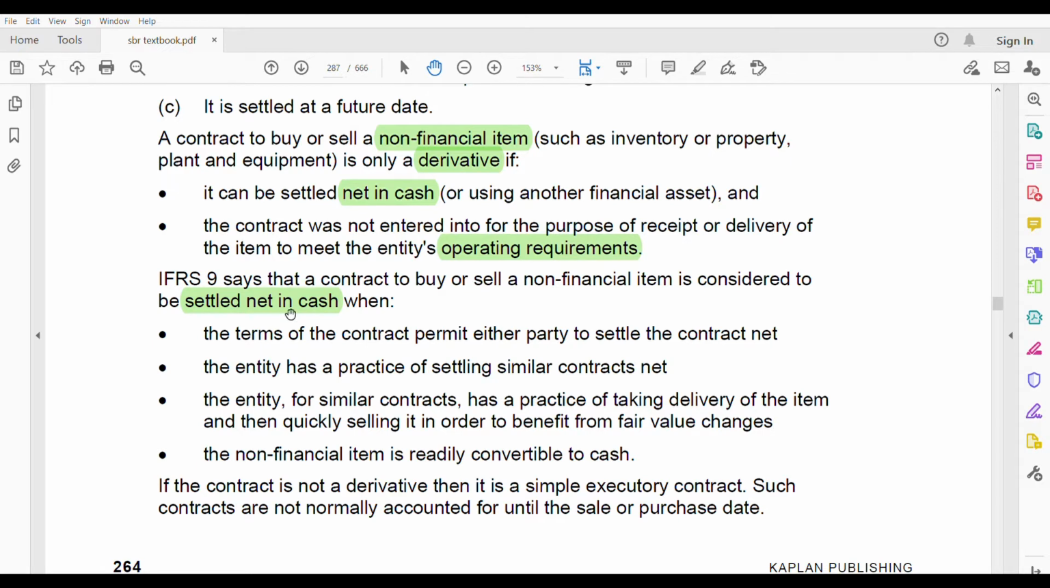Next, the entity has a practice of settling similar contracts net. Even in the past, they should have been settling such contracts net. Third, for similar contracts, they have a practice of taking delivery of the item and then quickly selling it in order to benefit from fair value changes. What does this mean?